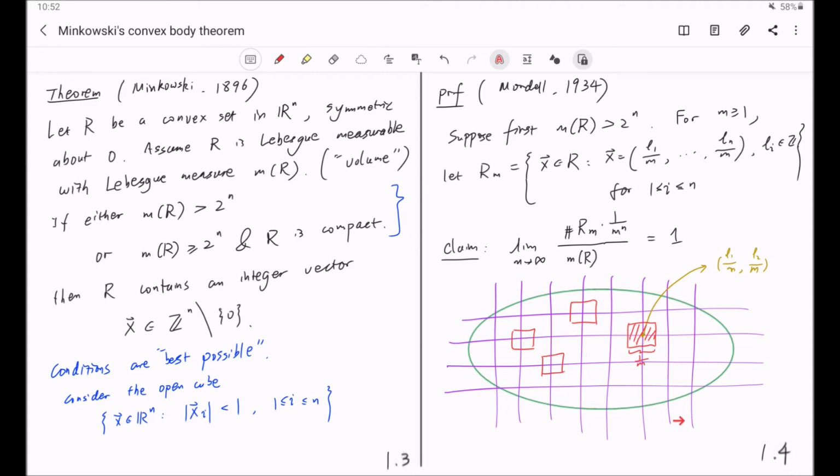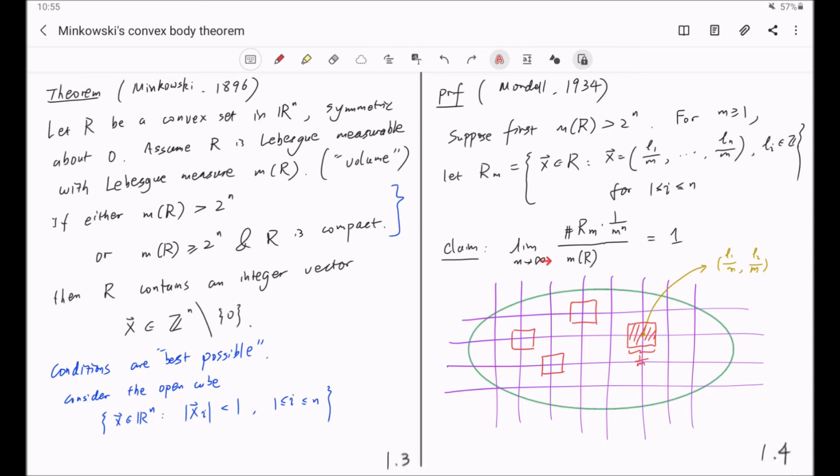What you see in this picture is a case when the dimension is 2. In the dimension n case, there will be cubes, and the volume of each little cube will be 1 over m raised to power n. And the number of points in R sub m will be the sum of the volumes of those little cubes divided by the volume of each cube.